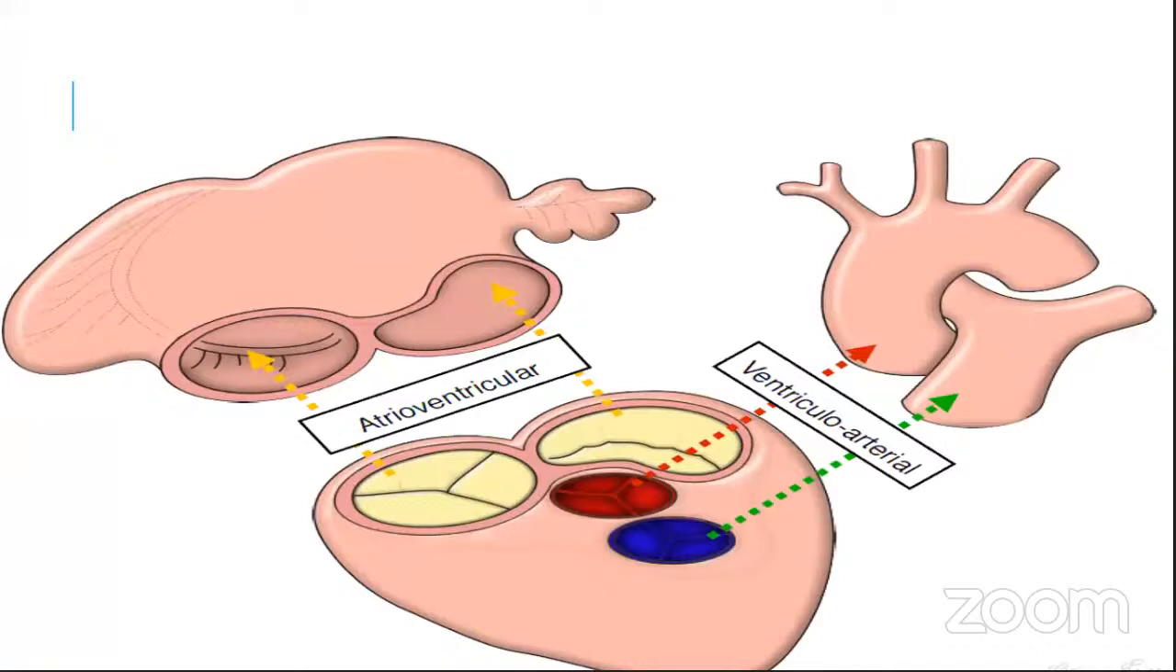So in the beginning, for sequential segmental analysis, the heart is divided into three segments: atrial segments, ventricular segments, and arterial segments. In between, there are two junctions: the atrioventricular junction between the atrial and ventricular segments, and the ventricular arterial junction.